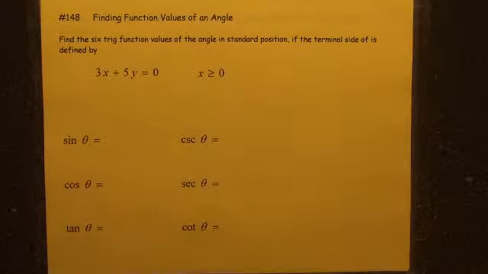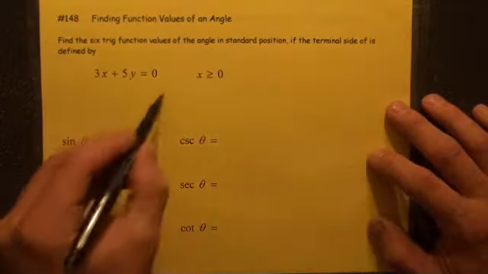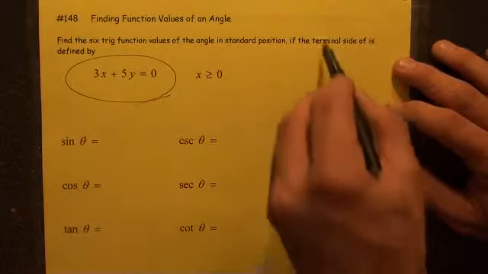Video number 148, finding function values of an angle. Now in this video, similar to 147 and 146, we're going to be using sine, cosine, tangent, cosecant, secant, and cotangent. It's very similar to what we've already done. Basically, we're going to graph a line.